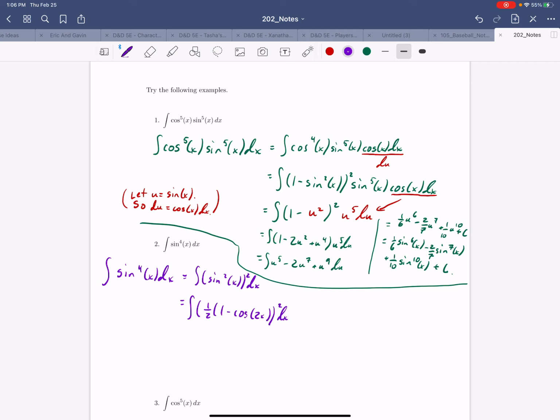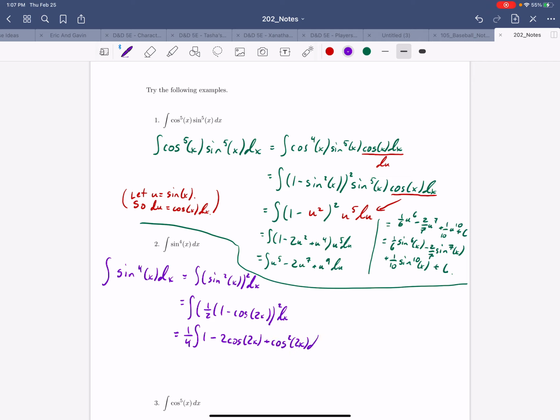Make sure to square that 1/2 too, right? Now, when we square that 1/2, we're going to get 1/4. No reason to keep it inside the integral. I'll pull it right out. We FOIL away, and we're going to get 1 minus 2 cosine of 2x plus cosine squared of 2x.